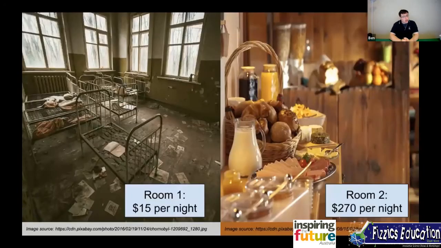So I'll look up online and I found these two rooms, and you can see the room on the left and the room on the right look very different in terms of what you get for your money, but they also look different in terms of price. Room one looks pretty bare, pretty Spartan. That's $15 a night though. That's pretty cheap. And the second room looks a lot more lavish, but it costs a lot more too. So which room should I get?